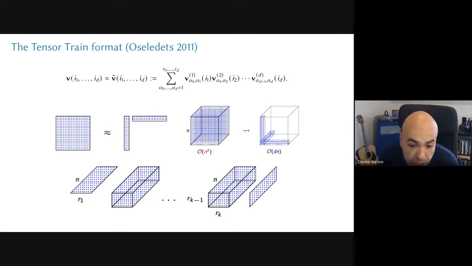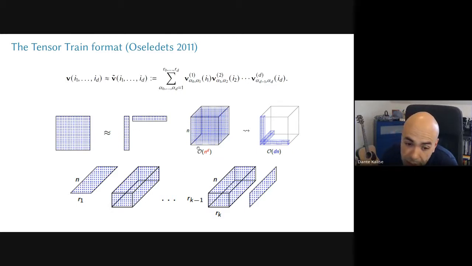How much do you save by this? Well, you have to count how many degrees of freedom you have. If this is n by n, you have n squared nodes. Here you have 2 times n. Sorry, if you were to have the 3-way one, you have 3 times n. But in general it is d times n degrees of freedom, depending on how many of these factors you take.